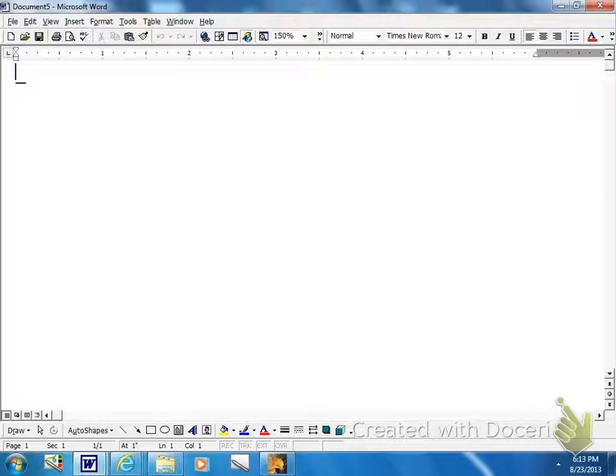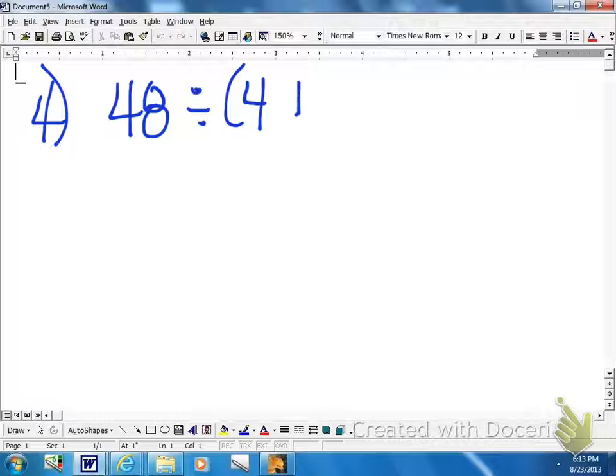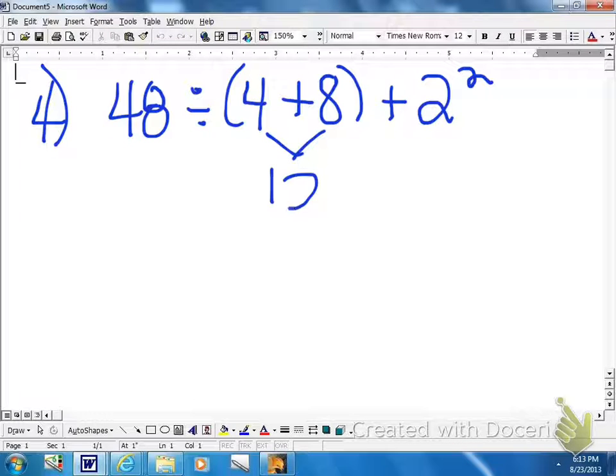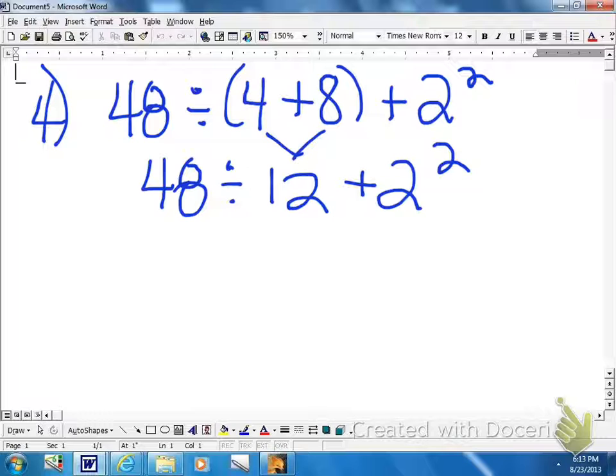Let's look at number 4. I have 48 divided by, in parentheses, 4 plus 8, plus 2 to the second power, or 2 squared. Please excuse my dear Aunt Sally. Parentheses first. 4 plus 8 would give me 12. Now I have to bring the rest of the problem down. 48 divided by 12, and plus my 2 squared.